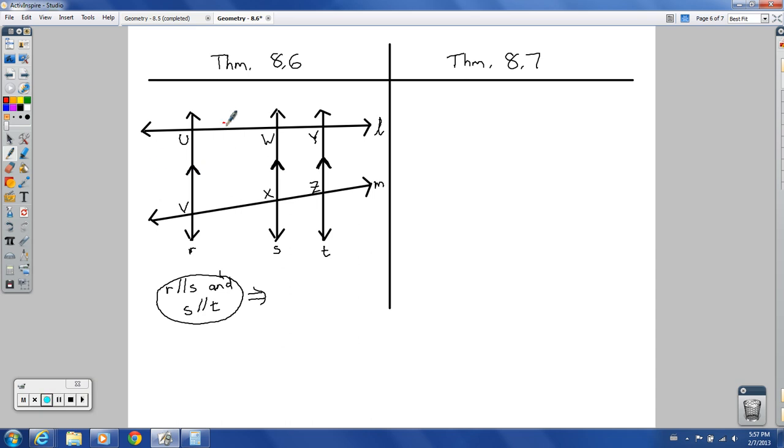So UW would match up with VX. These two would be proportional to each other, and WY would correspond with XZ. And so let's write that down. We can say UW over WY is proportional or equals VX over XZ. True, true. All right. So that's Theorem 8.6. Starting with the black stuff, you can also prove the red stuff. Put that in a different color for me there.